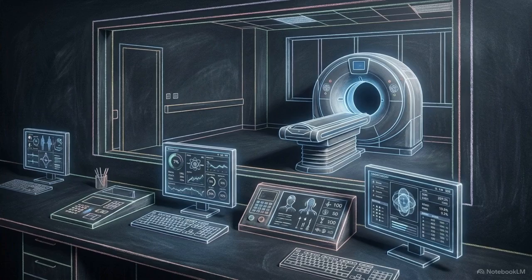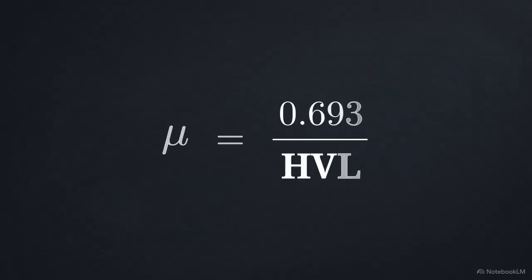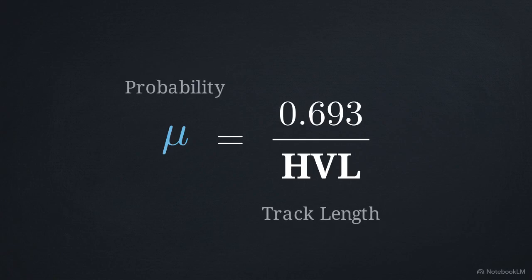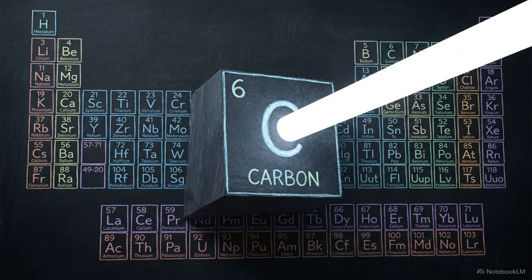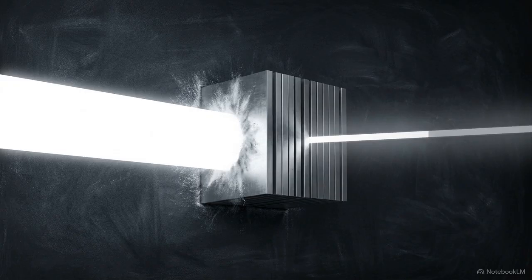Let's scale back up to see how we measure a material's stopping power clinically. We use this formula to find the linear attenuation coefficient, or mu, representing the probability of a material attenuating the beam per unit of track length. The mass attenuation coefficient, or MAC, divides mu by density, removing physical density from the equation. By factoring out density, MAC reveals the inherent atomic stopping power of a substance, dependent only on its atomic number and the beam's energy. We also measure penetrating power using the half-value layer. This is the thickness of material required to cut a beam's energy in half.